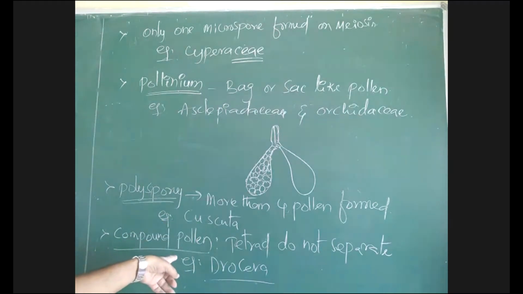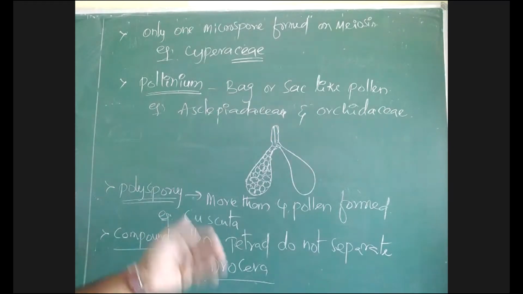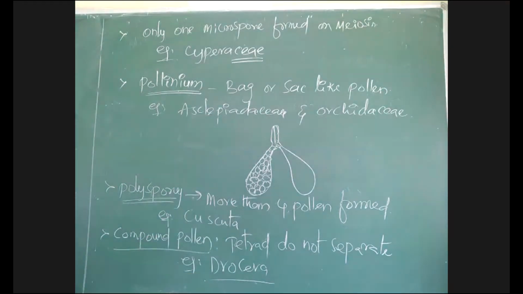Usually after the formation of the pollen tetrad, the callose will break down by callase and the individual pollen grains will separate. That is normal. But in some plants, the tetrad may not separate and remains as a compound pollen, as in Drosera. That is microsporogenesis.